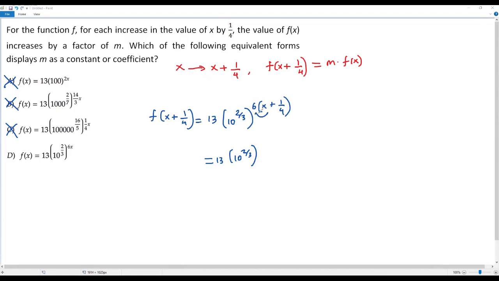Now we can distribute this 6 to this x and 1/4. Then I'm getting 6x positive. 6 times 1/4 is 6 over 4, or in simplified form it's 3 over 2.